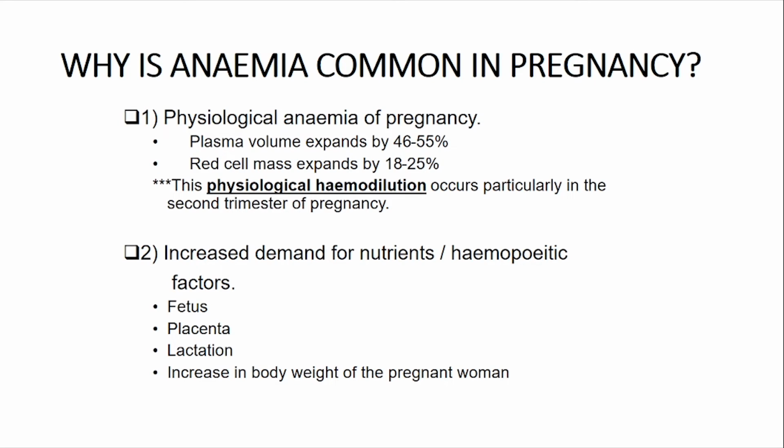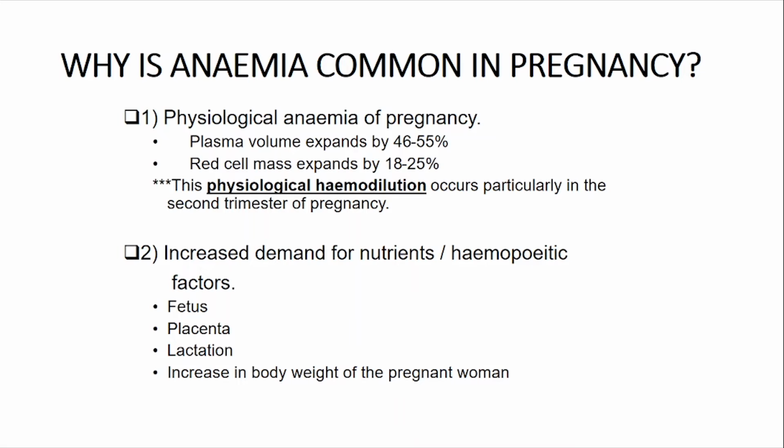Why is anemia common in pregnancy? Anemia is common in pregnancy because of the physiological changes that occur in pregnancy. In pregnancy, plasma volume expands by 46 to 55%, while the red cell mass expands by 18 to 25%, both contributing to physiological hemodilution, which occurs particularly in the second trimester of pregnancy.